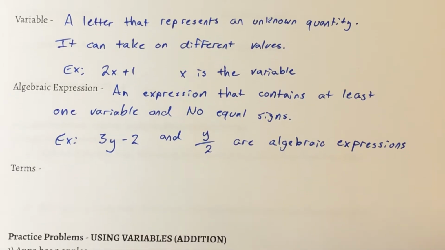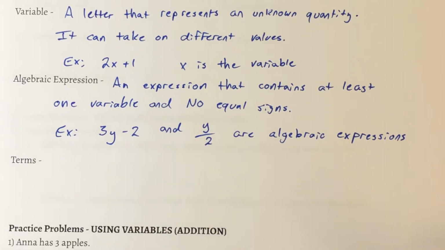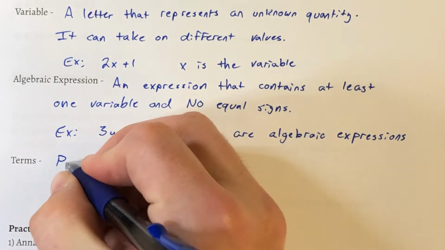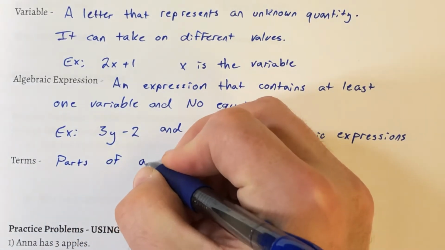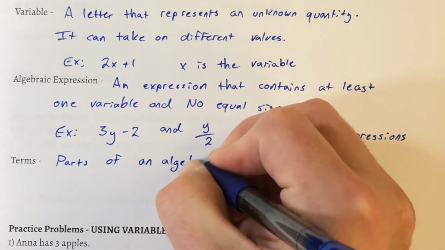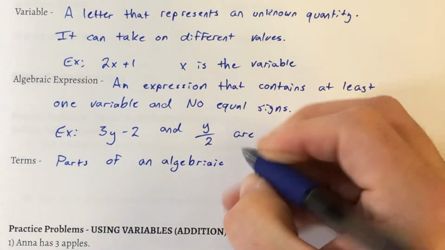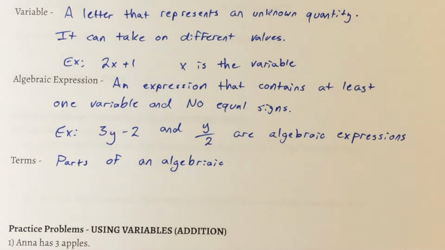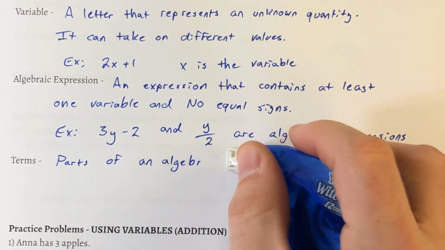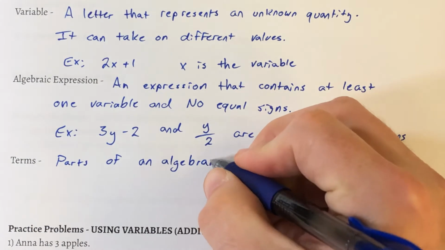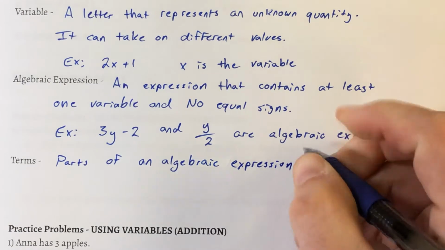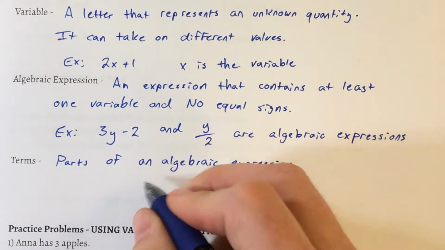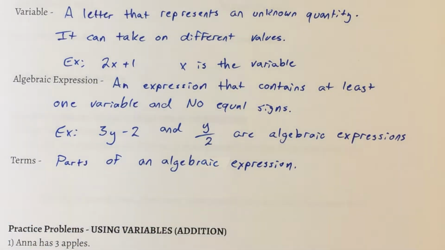Our last vocabulary term, terms. We're talking about terms of an algebraic expression. So the definition of this would be parts of an algebraic expression. And I just misspelled that. There's probably lots of other spelling mistakes. I shudder to think. All right, parts of an algebraic expression.